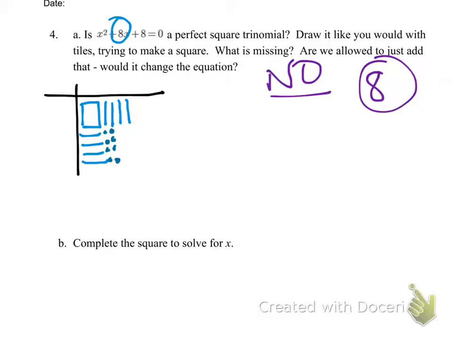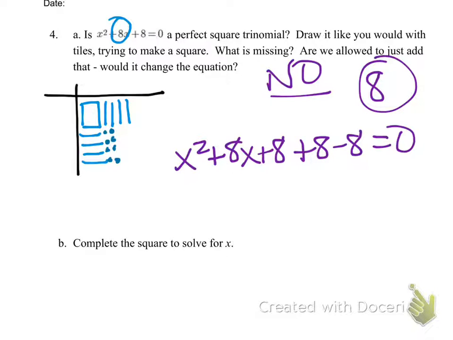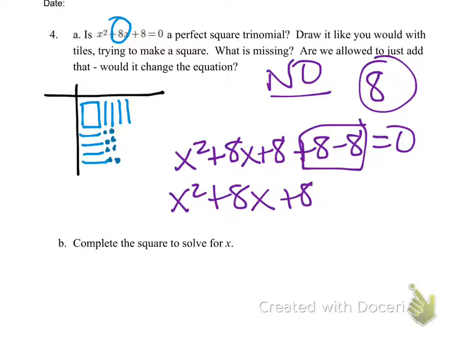But am I allowed to just add 8? Are we allowed to just add 8? You cannot just add 8. That would change the equation. So what I could do is x squared plus 8x plus 8, and then add the 8 and subtract the 8 on the same side so that I've just added 0. Or I could do x squared plus 8x plus 8, that's my original equation, add 8 on one side and add 8 on the other. But I have to have a net effect of 0. We're typically going to use this one here.